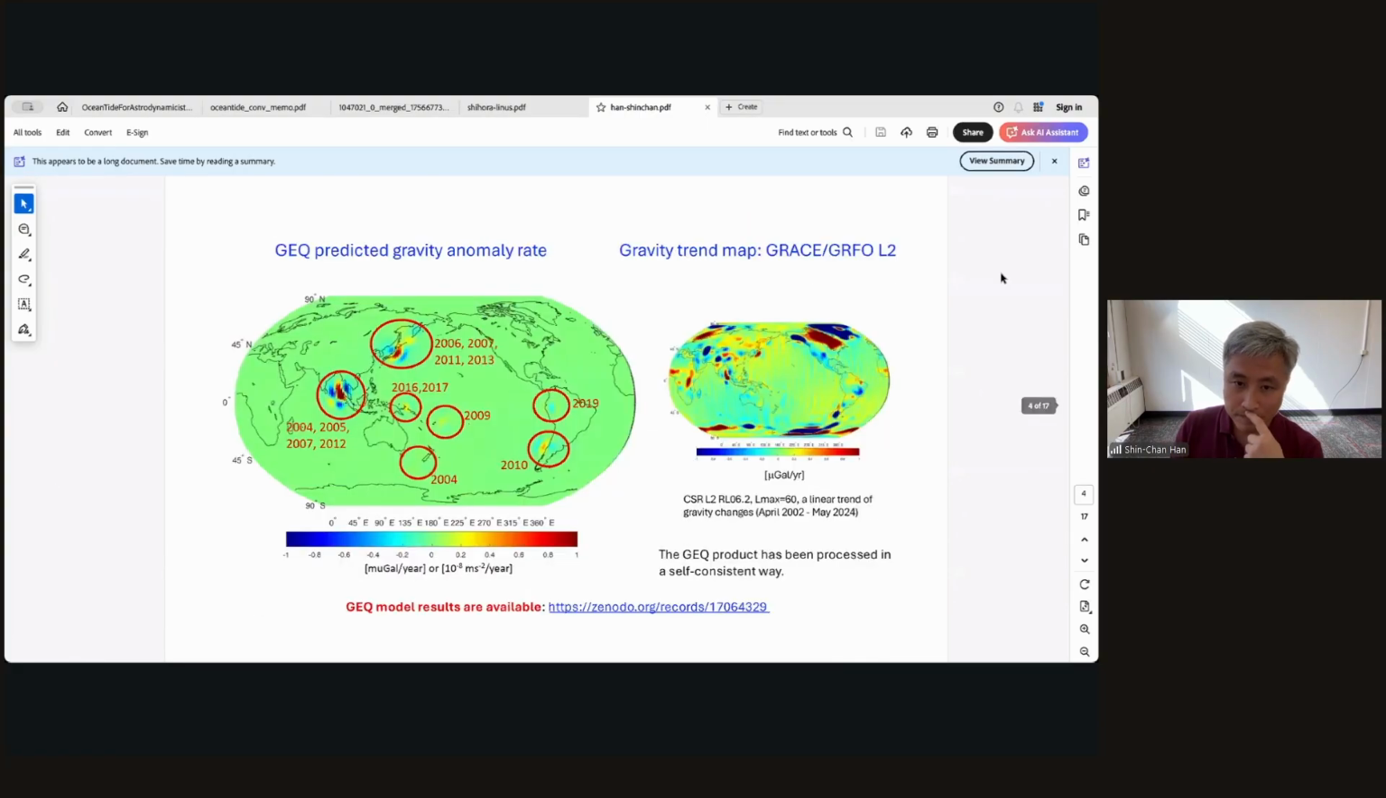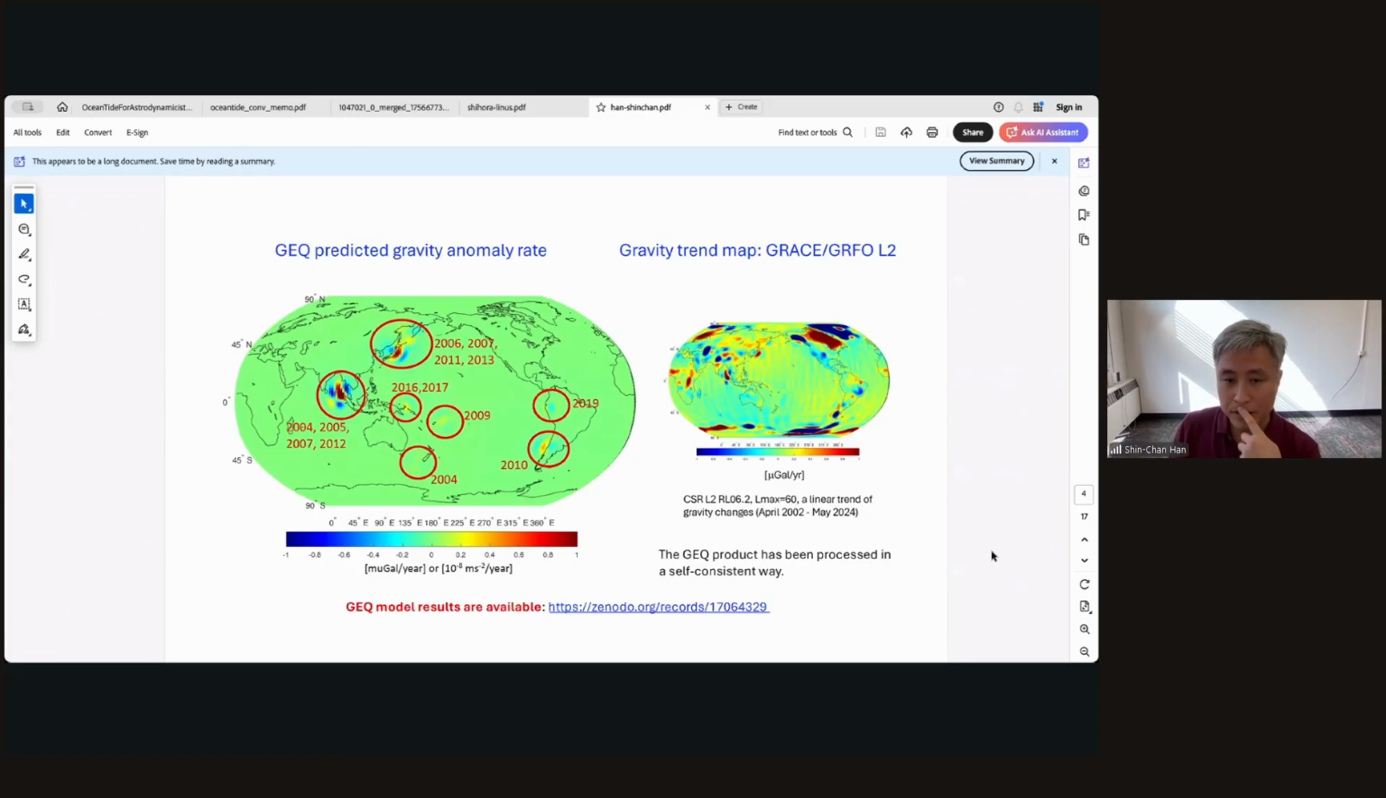Next one, please. We are sharing all the monthly gravity potential models, which we call GEQ, through the website at the bottom. If you look at the linear trend over 20 years by taking the monthly gravity coefficient model, you see the left-hand side, and if you compare with the actual GRACE measurement, you can see that many of the plate tectonic boundary signals are associated with the earthquakes.